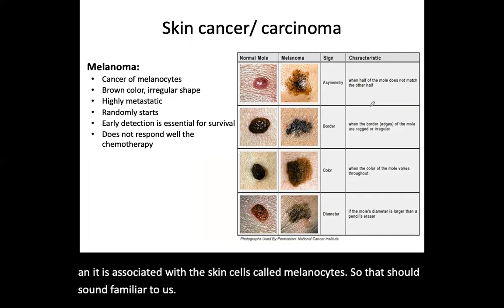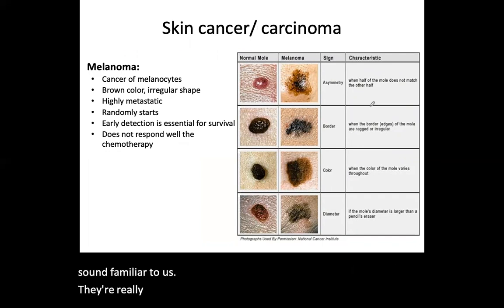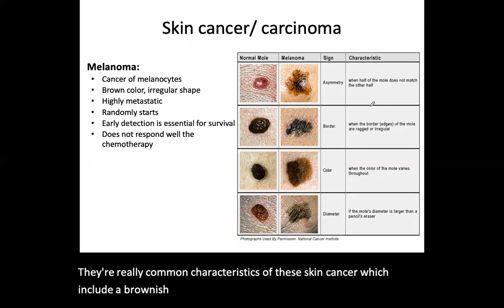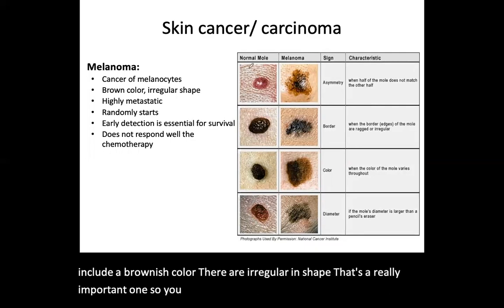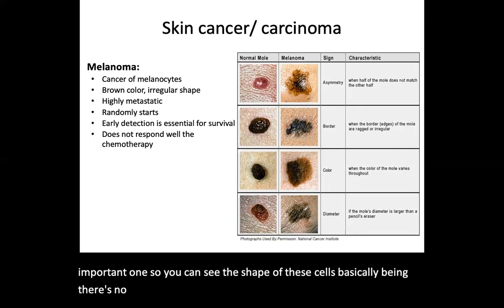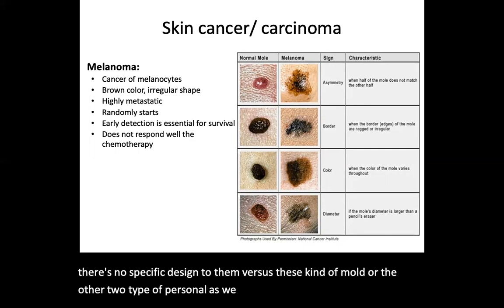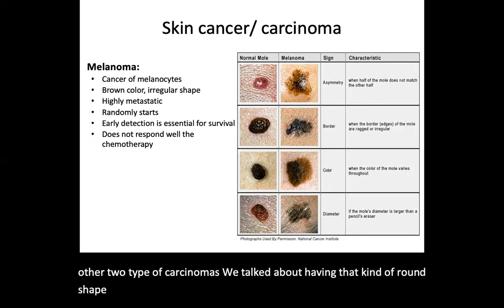Now, there are really common characteristics of this skin cancer, which include brownish color. They are irregular in shape. That's a really important one. You can see the shape of these cells basically has no specific design to it, versus the other two types of carcinomas we talked about, which have that kind of round shape or edges to them.